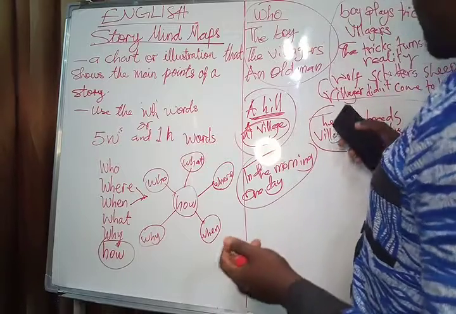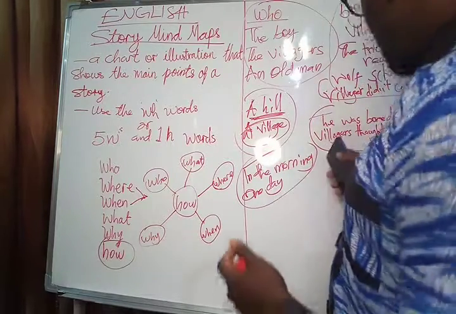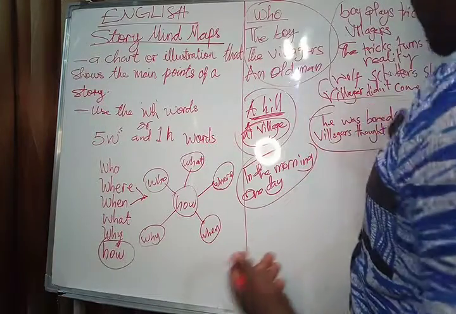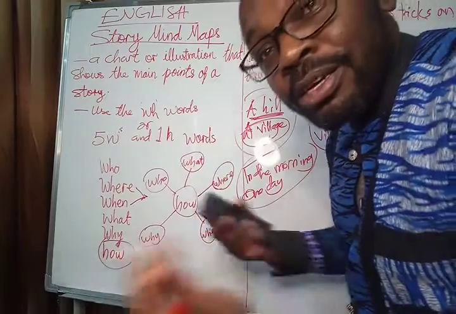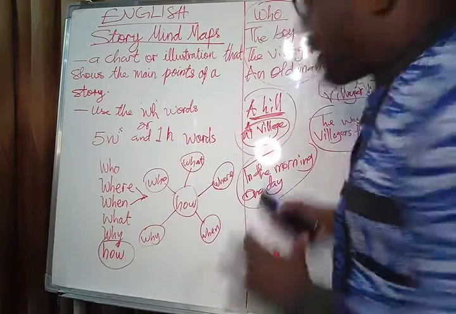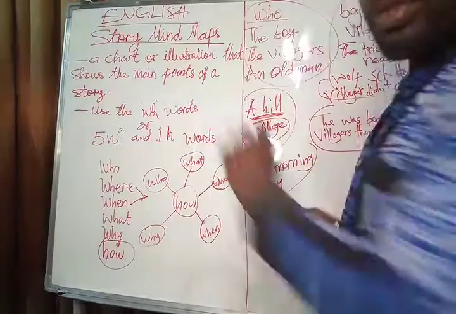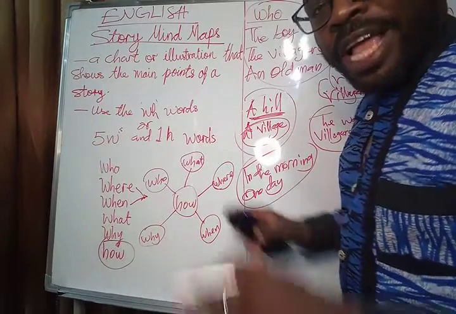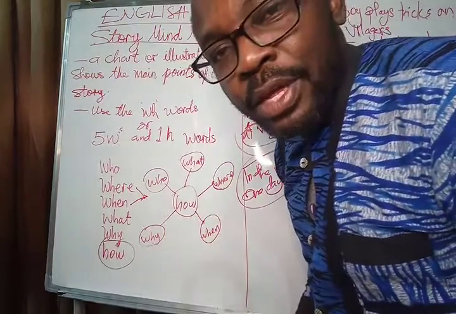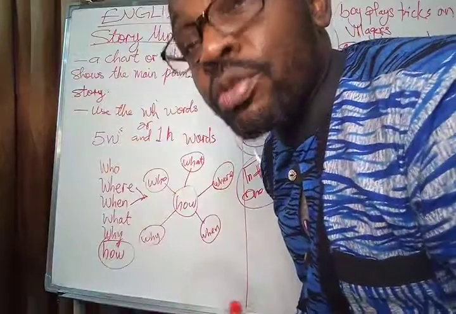Okay, and why? Why did the boy play tricks? He was bored. Why did the villagers not come to the boy's rescue? They thought he was lying because he had played tricks earlier on in the story, right? So that's the way it works. Now imagine, look at the main points. If you have these main points, you can actually build a story. So if you want to build a story, begin with the story mind map, and you will really do very well, and your story will be interesting.